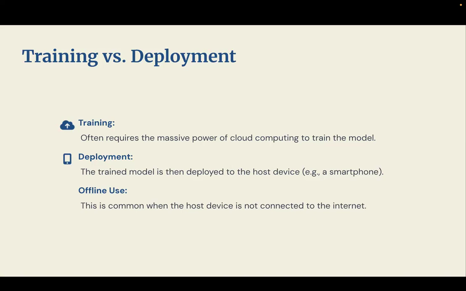So hardware for training and hardware for deployment, these are two different things. To train a model, it requires the massive power of cloud computing. So what do you mean by cloud computing? For you to train a model, you need to train it with a lot of data. And for that, you need a system with 64 to 70 gigs of RAM, 1 TB of hard disk and everything.